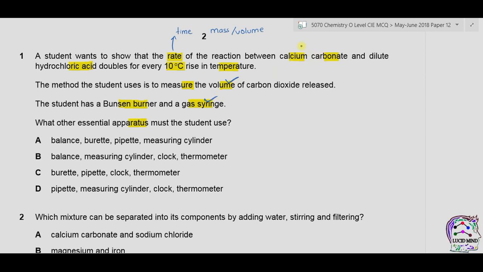Secondly, we have calcium carbonate. Now calcium carbonate is in solid form and it needs to be measured. We would need apparatus for this one. Then we have dilute hydrochloric acid, which is liquid, so we would need to measure this volume of liquid. Next thing is the measurement of temperature. So for temperature, we need thermometer.